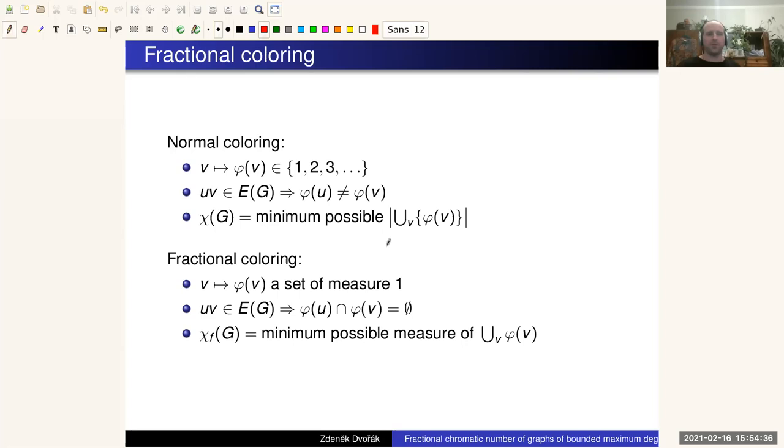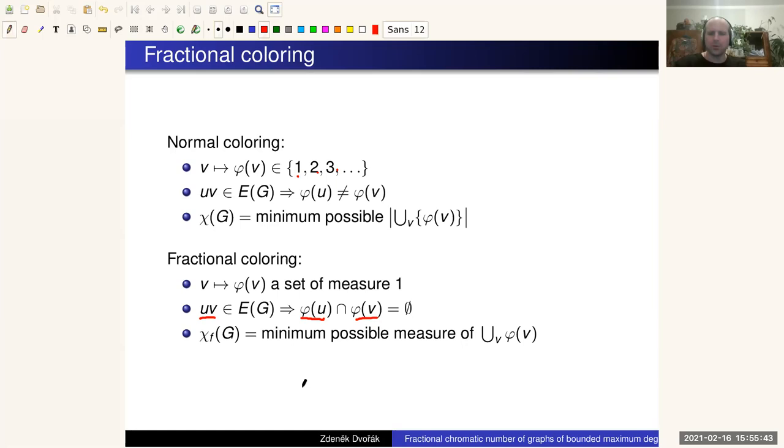And in the fractional coloring, we do a couple of replacements. Instead of single colors, to each vertex we will be assigning a set of colors, and the set of colors must have measure one. So we are assigning subsets of some measure space, but we can just imagine that we are assigning measurable subsets of reals. It doesn't really matter. And then this condition basically states we cannot use the same color on two adjacent vertices. So for any two adjacent vertices, the sets of colors that we are assigning must be disjoint, and we will be minimizing the total measure of all the colors that we are using on the whole graph.